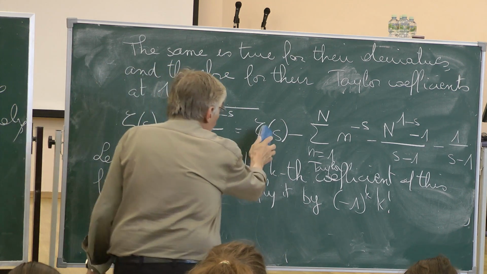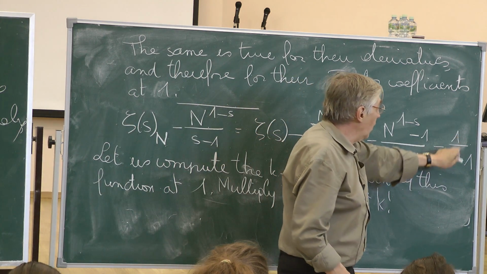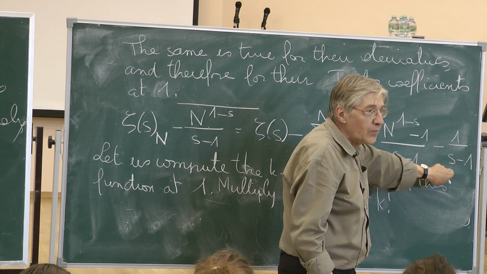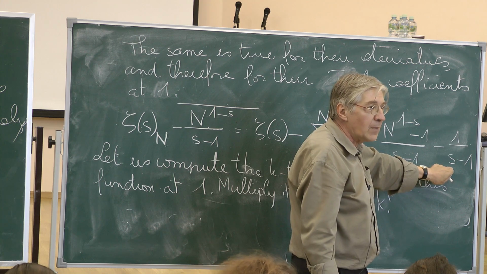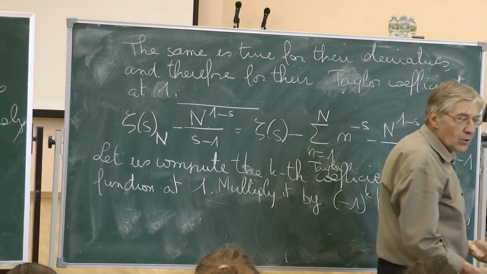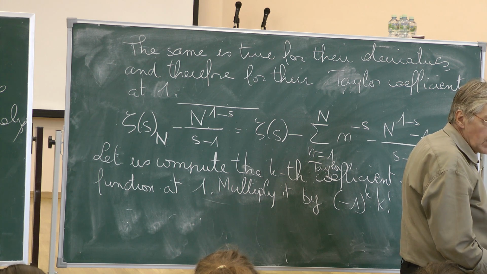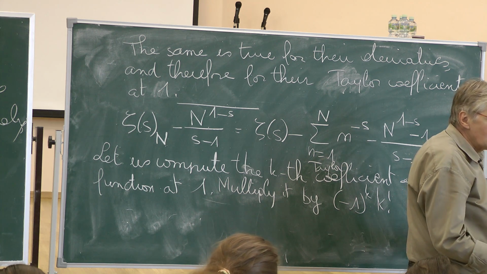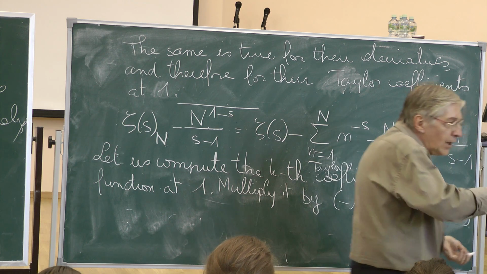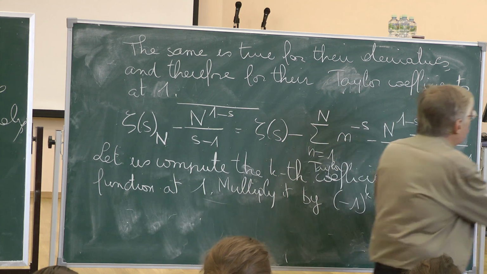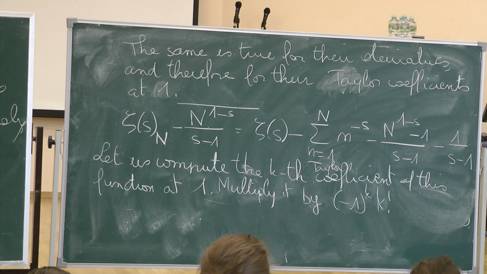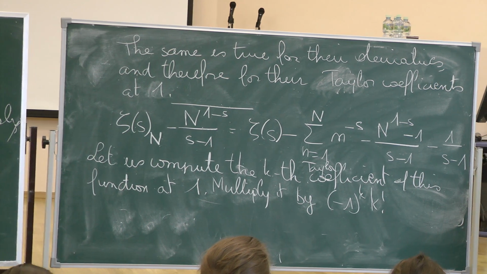So I cannot do it separately with zeta of s and 1 over s minus 1, because this is not a holomorphic function and this is not a holomorphic function, but I can take zeta of s minus 1 over s minus 1 together. Together, it is a holomorphic function, and I know what is exactly the expansion. The expansion was exactly the expansion given with the Stieltjes constant. And when I look at the coefficient and multiply it by minus 1 to the power k times k factorial, what do I get? I get exactly gamma k, the gamma k which I am interested in.